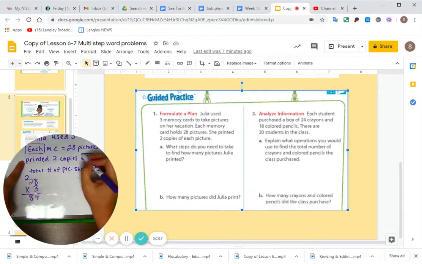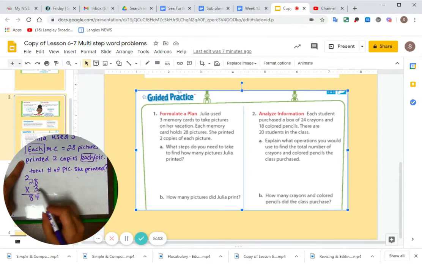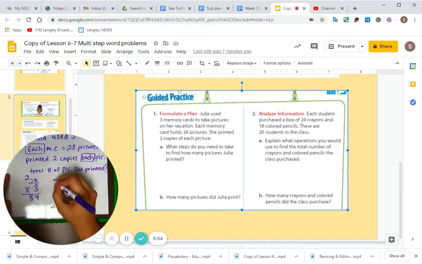Okay, again, it has another key word here, each. She printed 2 copies of each picture. Okay, so that means for her 84 pictures that she took, she printed 2 copies of each one. So what do I need to do with the 84 and the 2? Good. I'm going to do the same thing. I'm going to multiply. So I'm going to take 84 and we're going to multiply it by 2.